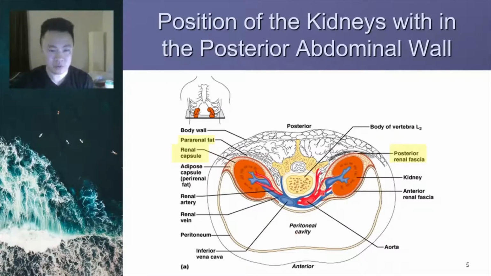Here's another view, a superior view of some of these structures here. So you can look at that on your own time.